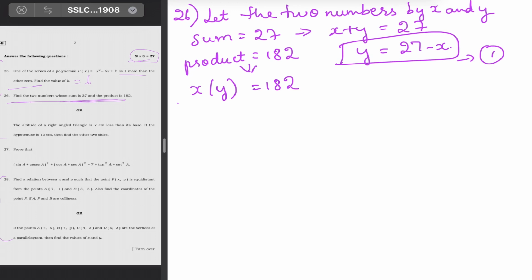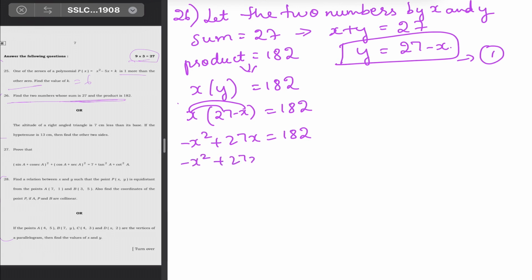In place of y, we can write it as x into 27 minus x is equal to 182. On simplifying, that is multiplying x, we get minus x square plus 27x is equal to 182. That is minus x square plus 27x minus 182 is equal to 0. Since we want to represent it in the standard form, multiply by minus sign, we get x square minus 27x plus 182 is equal to 0.